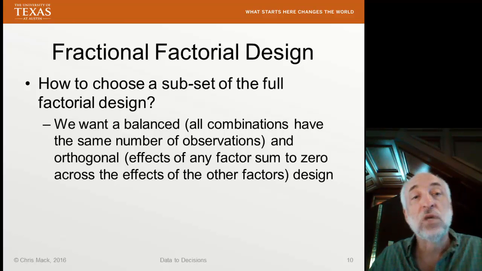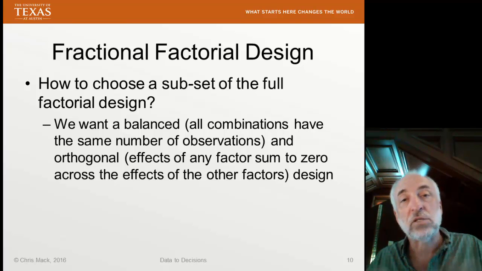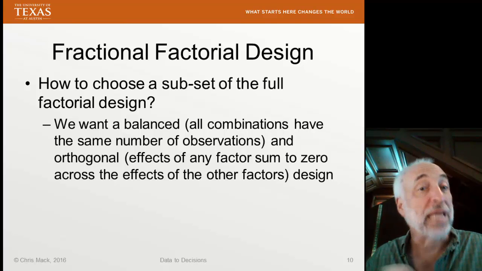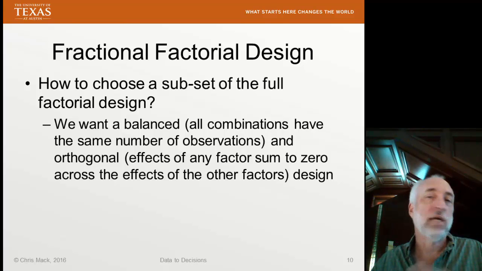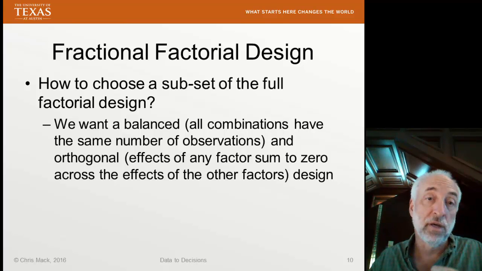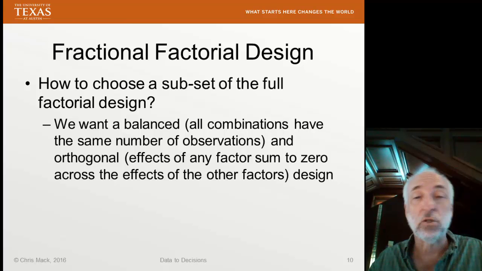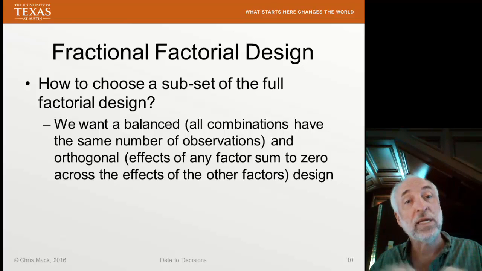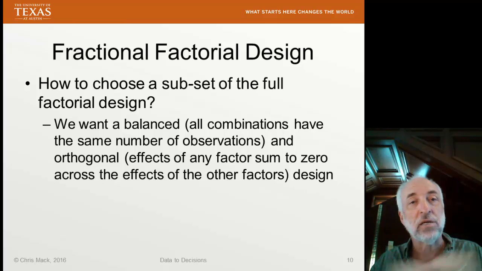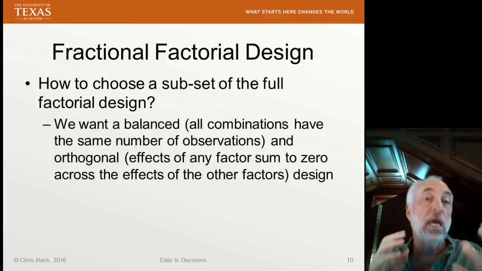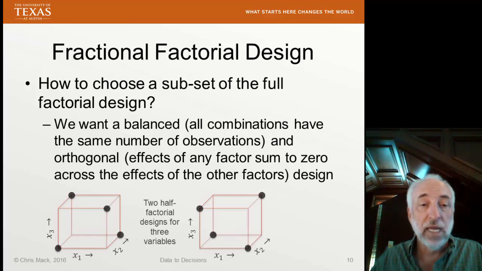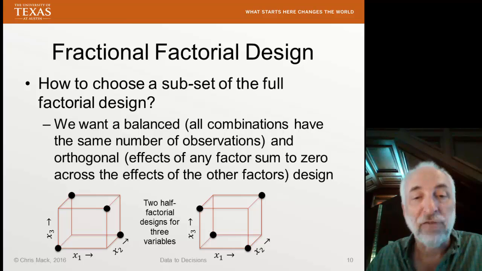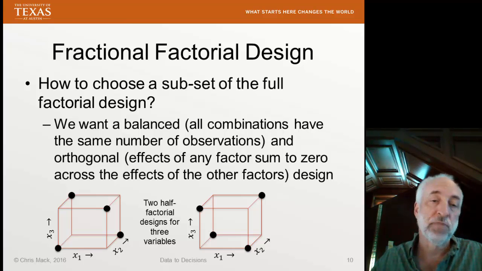In fact, it means we have to eliminate them in a certain symmetrical way, like eliminating half or eliminating 3/4. We can't eliminate, say, 1/3 of the data points, leaving 2/3 behind, and get both balanced and orthogonal designs. But we can get a half factorial design or a quarter factorial design and achieve these goals of balanced and orthogonal. Here's an example of a half factorial design for 3 variables.